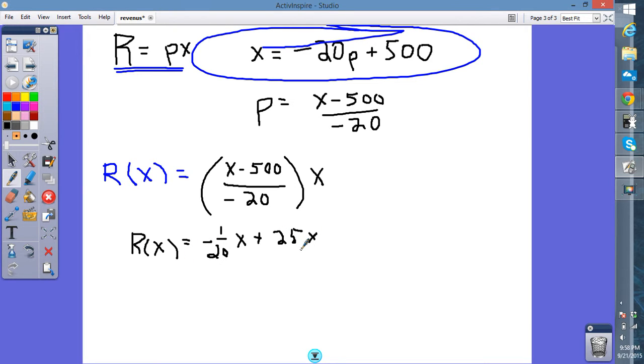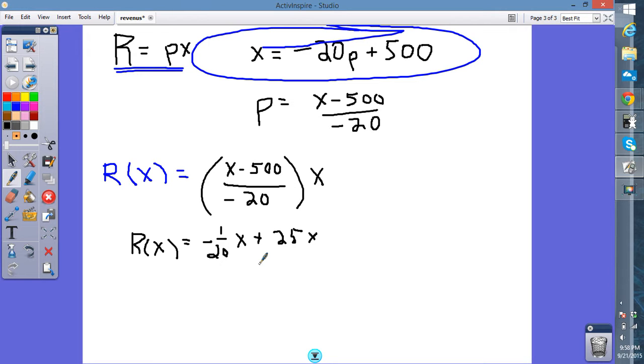Now, I jotted this down out of your book, and when we looked in the back of the book we saw the revenue function, and it didn't match this. I don't know if I wrote it down wrong or whatever, but this looks like this would be right.